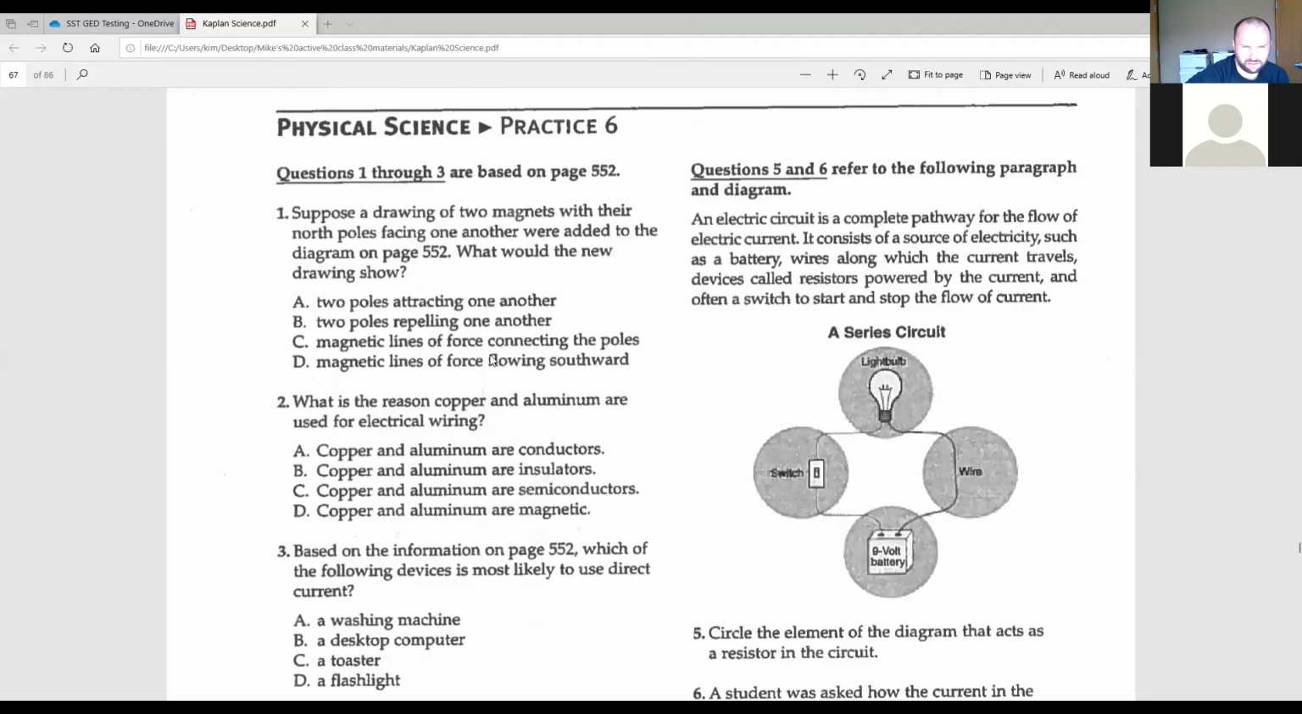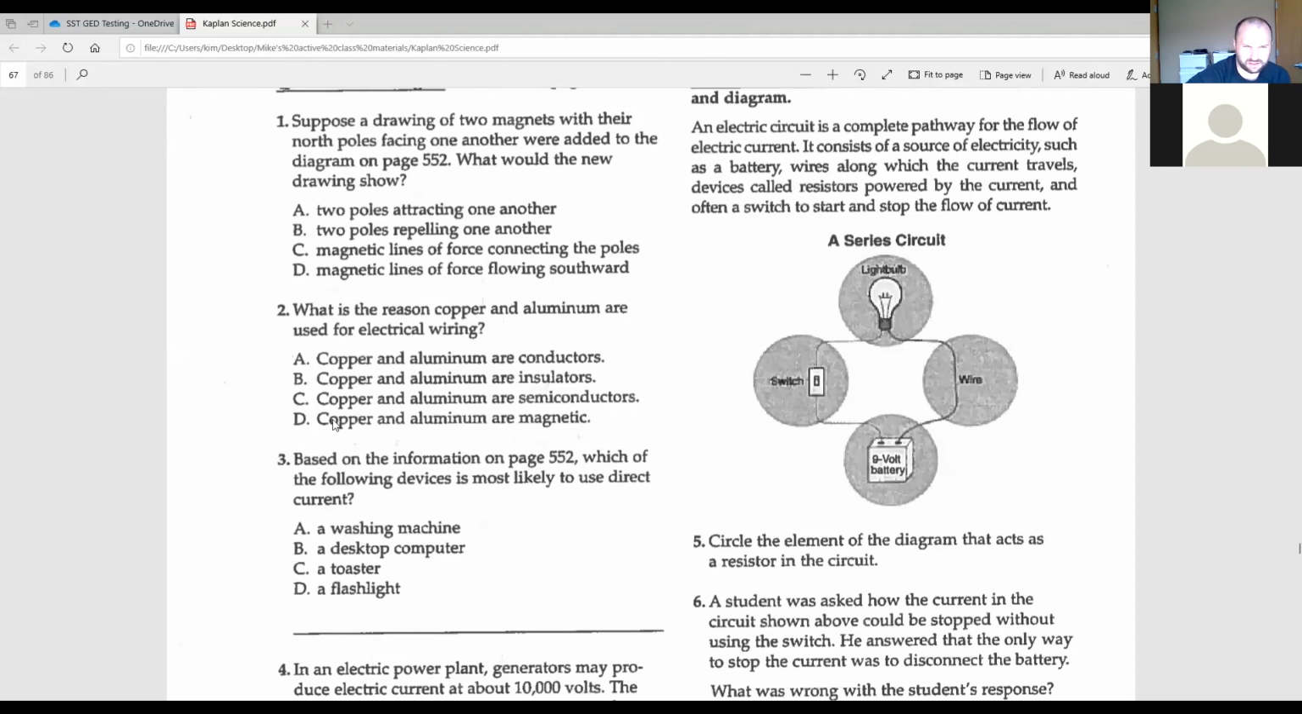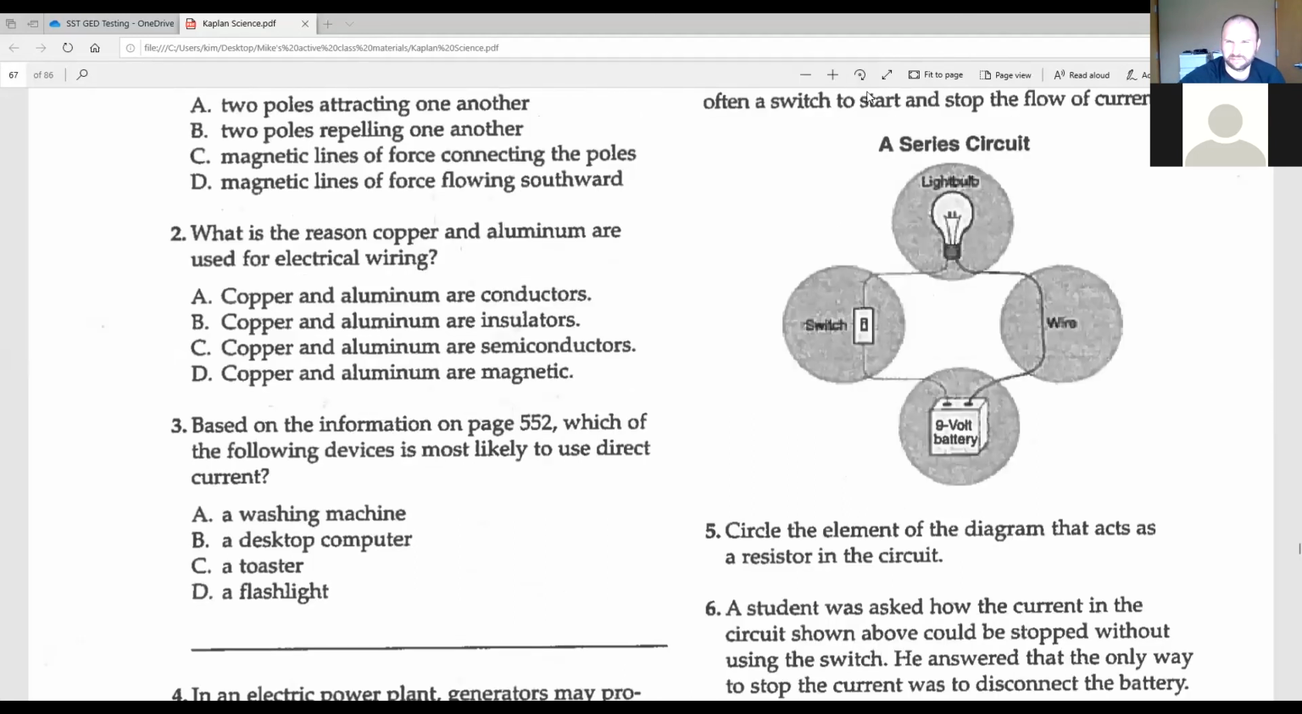So I'll give you an easy one to start with. So let's look at number 2. And so we'll start with 2 and 3. So obviously we'll go and do them one at a time, but let's do number 2 first. Number 2 says, what is the reason copper and aluminum are used for electrical wiring? A, copper and aluminum are conductors. B, copper and aluminum are insulators. C, copper and aluminum are semiconductors. Or D, copper and aluminum are magnets.